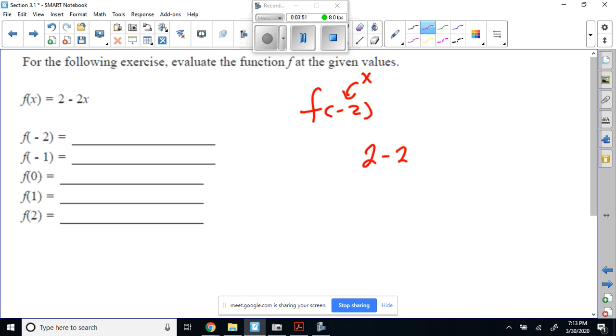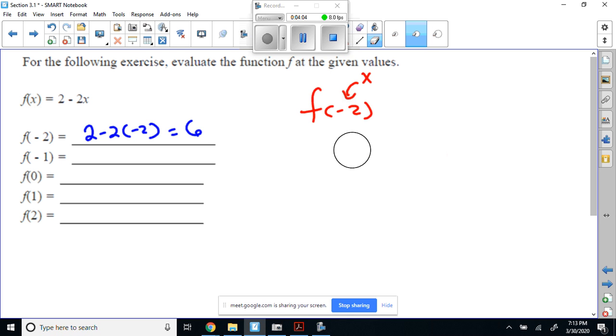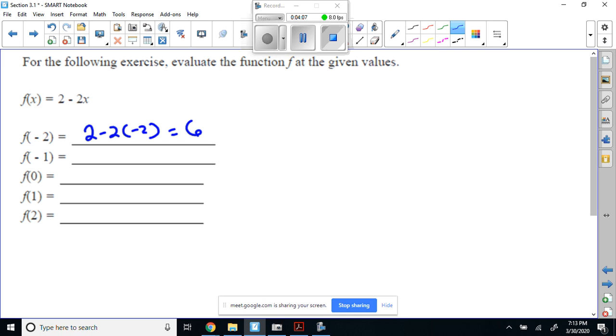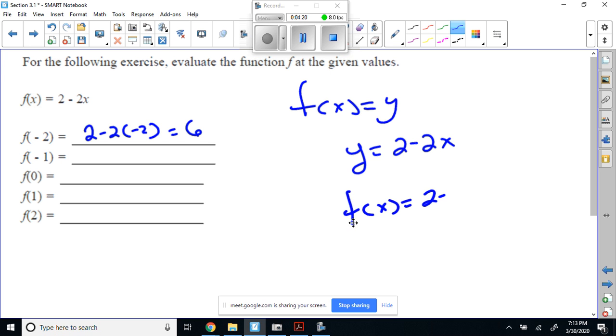So 2 minus 2x... well, I guess I ought to do it over here. f of x is equal to y, right? So if I wrote the equation y equals 2 minus 2x, I can replace it as f of x equals 2 minus 2x, right? Function notation, Euler, and you can go from there.